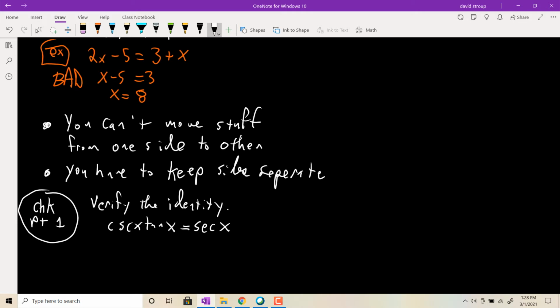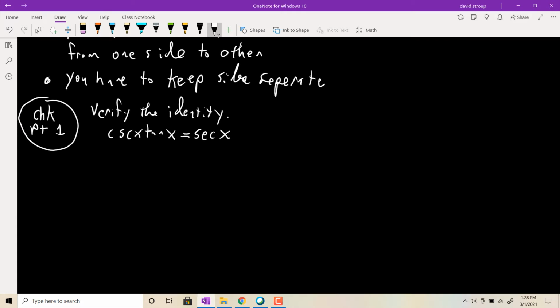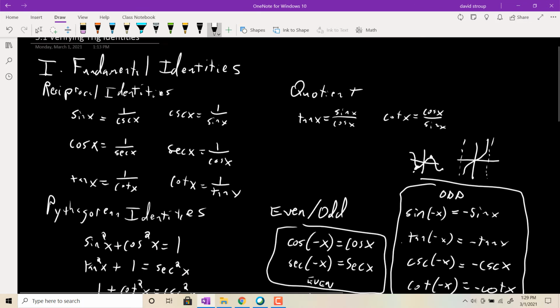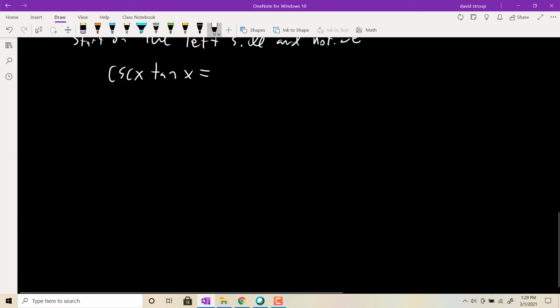So verify this identity, and what I usually do is just start on the more complicated side. So that left side has more junk on it, right? And the right side just has one thing there. The left side has two things there. The right side has one thing. So I'm going to start on the left side, and notice the following. You start with cosecant x, so you just rewrite the left-hand side, and then we do substitutions with our identities back here until we can produce the right-hand side.